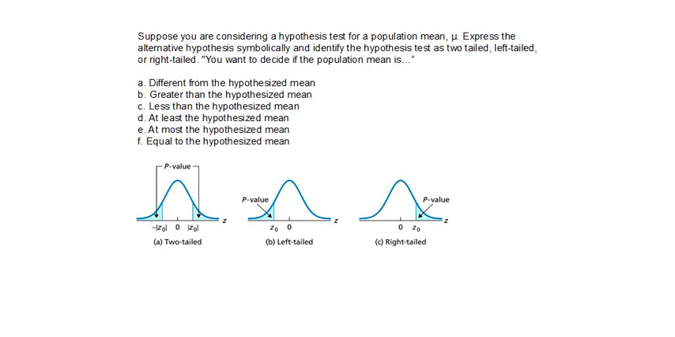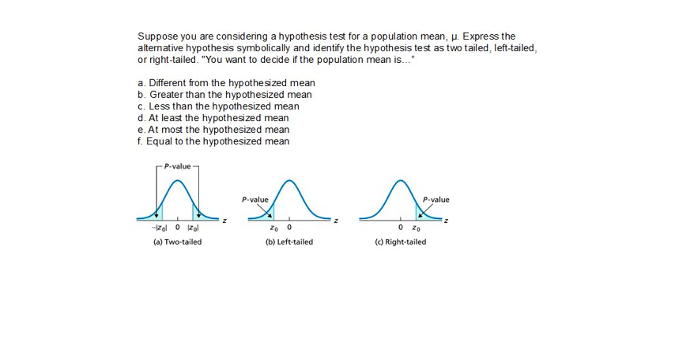The first step in conducting a hypothesis test is to understand what we want for our null hypothesis and what is our alternative hypothesis. So suppose you are considering a hypothesis test for a population mean mu. Express the alternate hypothesis symbolically and identify the hypothesis test as two-tailed, left-tailed, or right-tailed.